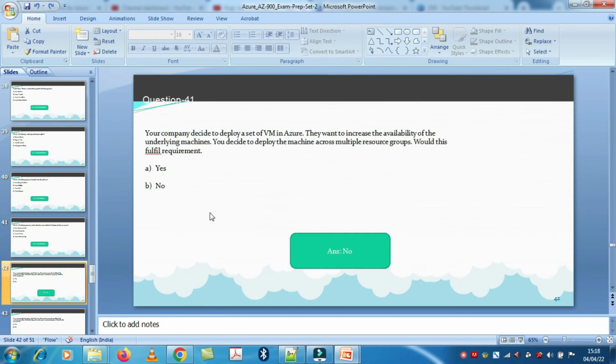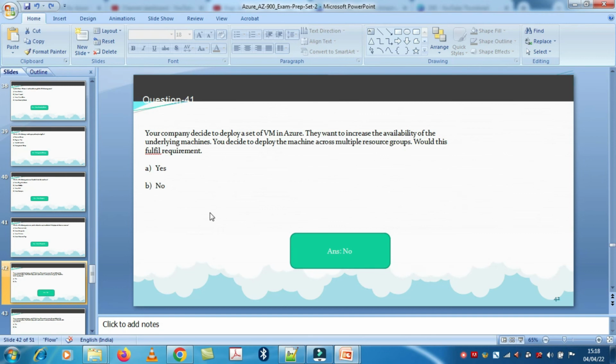Moving to the next question: your company decided to deploy a set of VMs in Azure. They want to increase the availability of the underlying machine. You decide to deploy the machine across multiple resource groups. Would this fulfill the requirement? No.